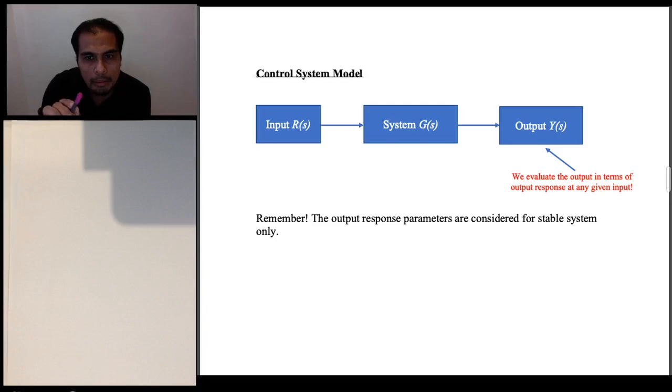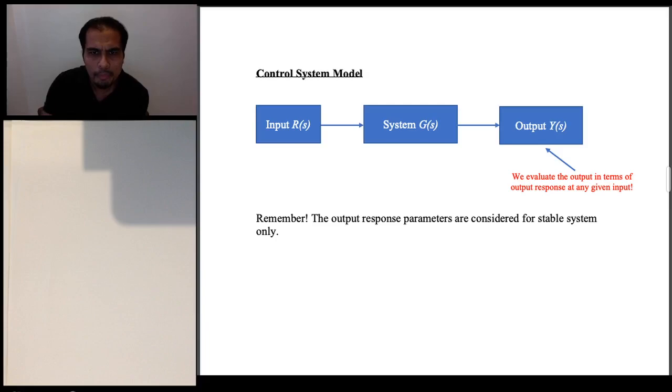Remember, the output response parameters are considered for stable systems only. So for stable systems only, we can analyze the output. Otherwise, for an unstable system, we can't analyze it because the system itself is unstable.